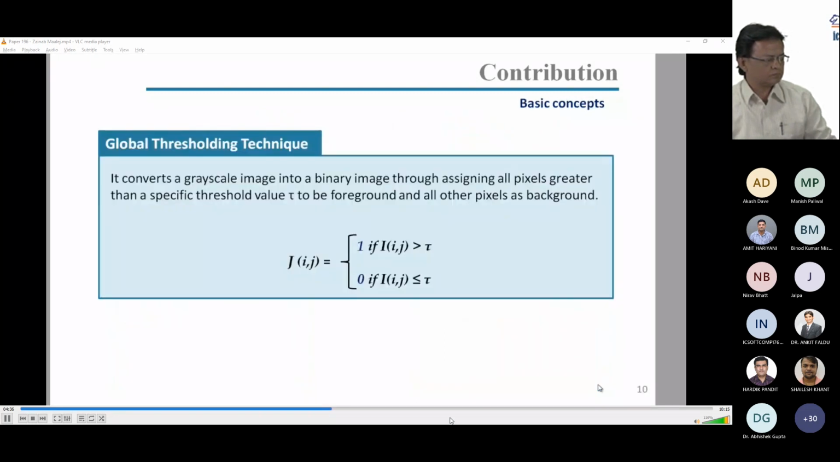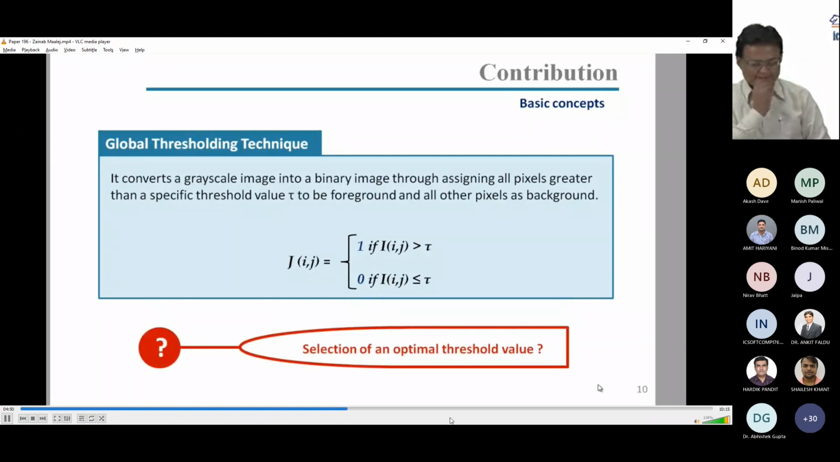and this by using global thresholding technique. It converts a grayscale image into a binary image through assigning all pixels greater than a specific threshold value to be foreground and all other pixels as background. The determination of an optimal threshold value remains a challenging task in thresholding technique.